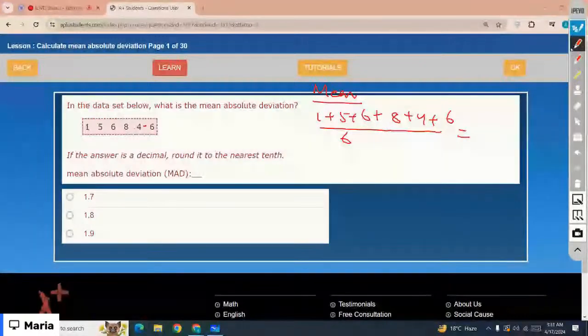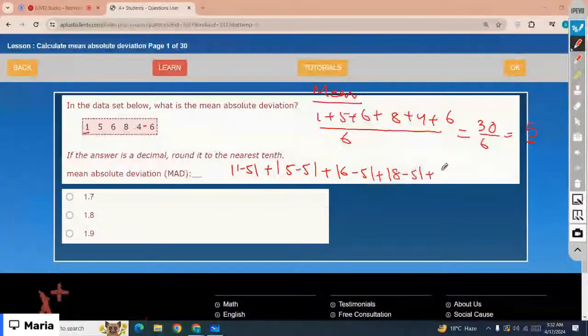The sum of all the values is 30, and 30 divided by 6 is 5, right? So the mean is 5. Now the second thing is you have to subtract all the values in the data set from the mean. Starting from the first number, 1 minus 5, then 5 minus 5, 6 minus 5, 8 minus 5, 4 minus 5, 6 minus 5, right?